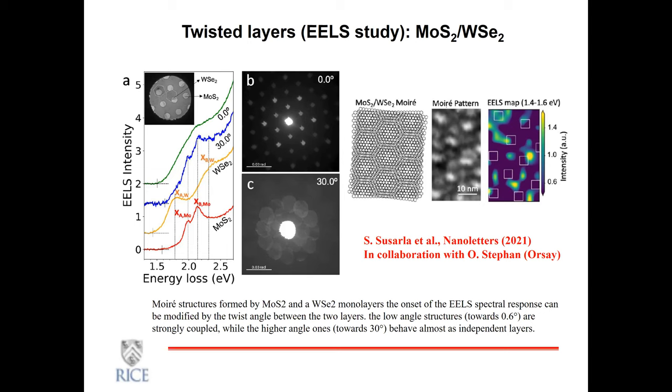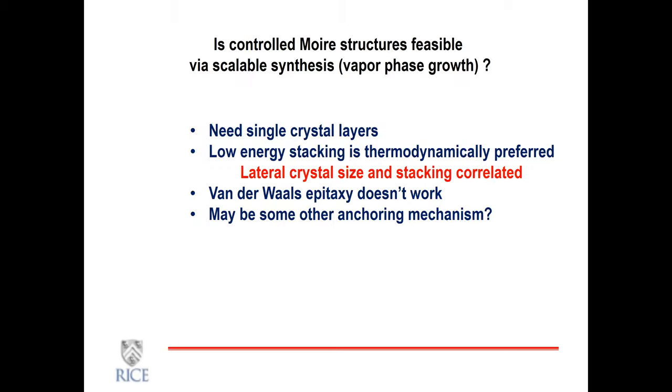This is some low energy electron diffraction study we did, suggesting that when the two layers are at a lower angle, then they are strongly coupled, but when they are at a higher angle, about 30 degrees or so, then they are almost independent in terms of properties. So if there is a correlation between the layers in terms of the angular rotation, then how do you really control them so that you get the right angle? In fact, this is some thoughts.